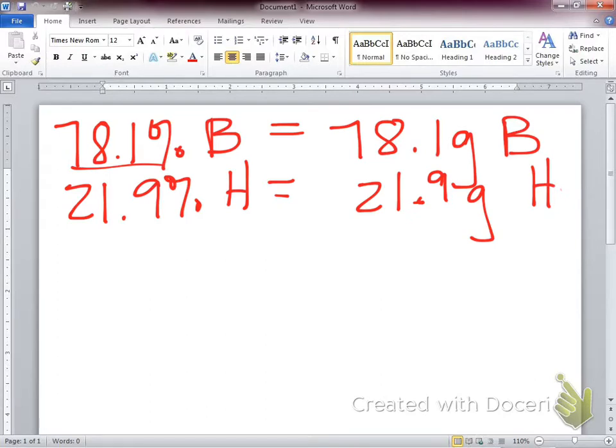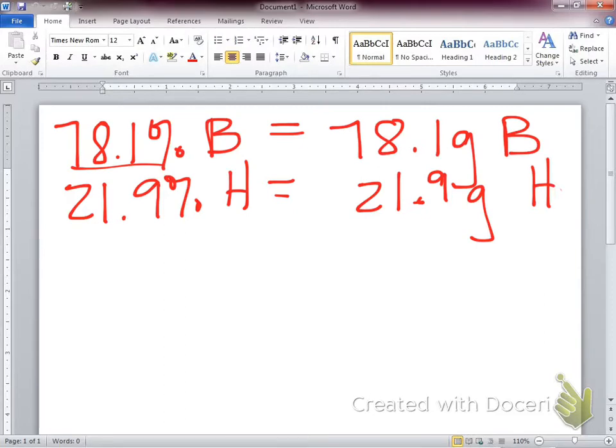So all we're doing here is saying instead of working with a percent, we're going to work with an amount of that substance in grams. Does that make sense? So that's our first step for these empirical formula problems, to convert your percents to grams. Next, you're going to find out how many moles of each of these elements you have.